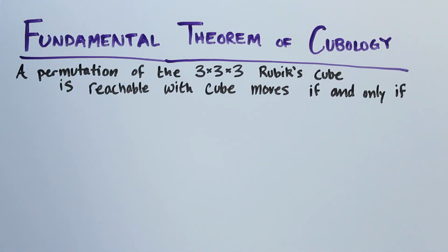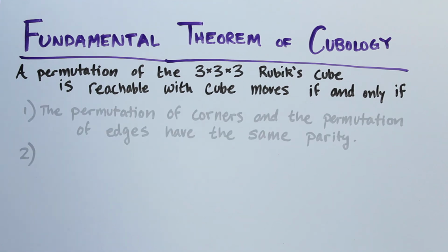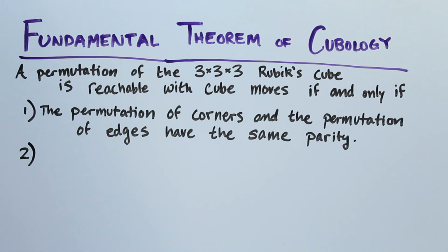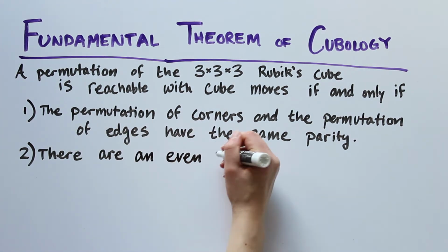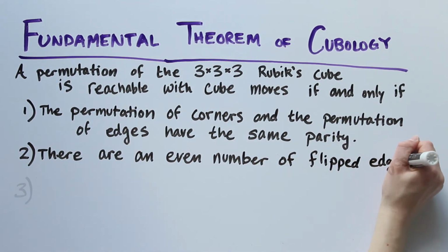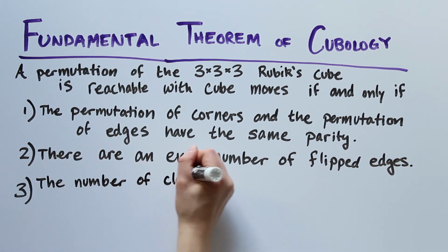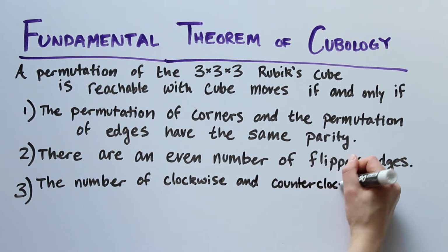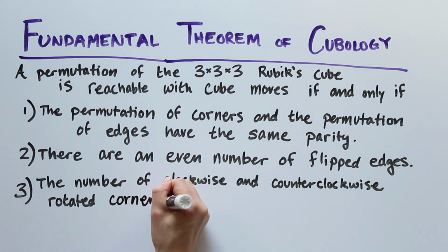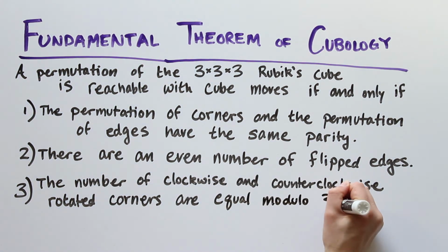This brings us to the full statement of the fundamental theorem of cubology. A permutation of a 3x3x3 Rubik's Cube is possible to reach with valid cube moves if and only if, firstly, the permutation of the corners and the permutation of the edges have the same parity. Secondly, there are an even number of flipped edges. And thirdly, the number of clockwise rotated corners and the number of counterclockwise rotated corners are equal modulo 3.